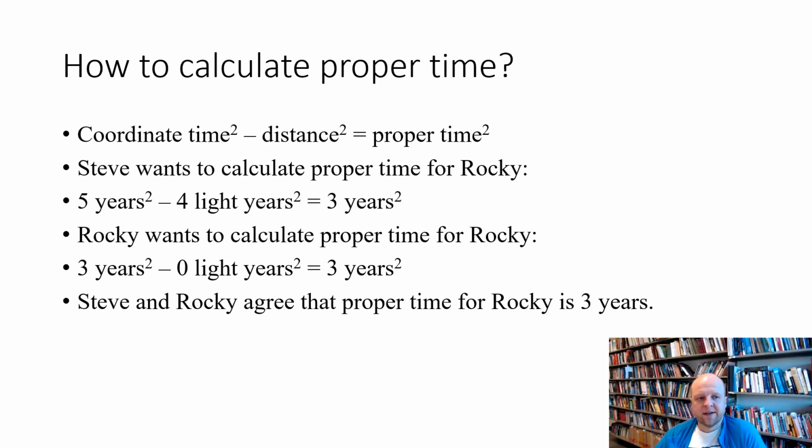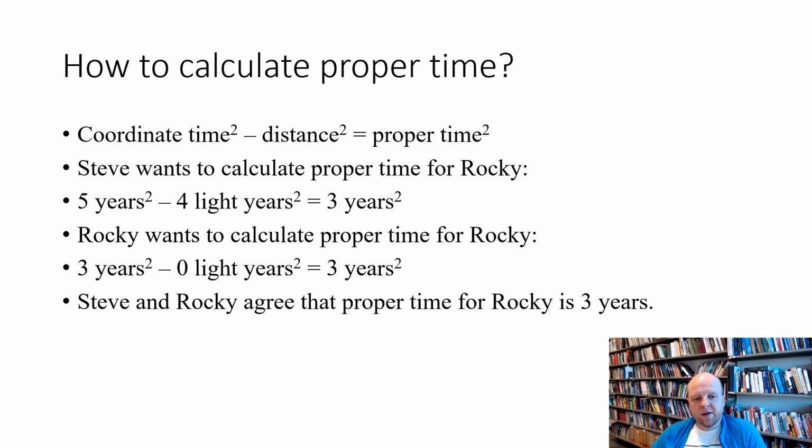So let's say that Steve wants to calculate what was the proper time that Rocky spent on this journey that we saw in the previous example. Well, then he can take the coordinate time, the time that he measured in his frame of reference, that was 5 years, and take 5 years squared minus the distance that he measured. He measured that Rocky traveled 4 light years, and take that distance squared. And then that will give him a proper time of 3 years squared, because 5 squared minus 4 squared is 3 squared. So 5 times 5, 25, minus 4 times 4, 16, is 3 times 3, 9.